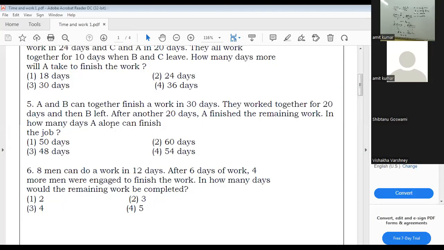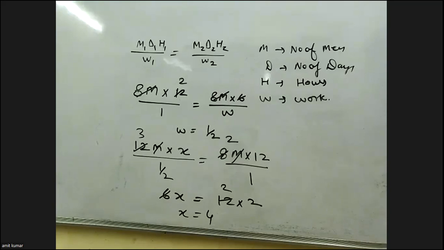The question says 8 men can do a piece of work in 12 days. After 6 days of work, 4 more men were engaged to finish the work. In how many days would the remaining work be completed? Whenever the number of men is given, 8 men, 10 men, who can do a piece of work in 12 days, we are going to solve by this method. This is the simple formula which you can use. Now, the solution.